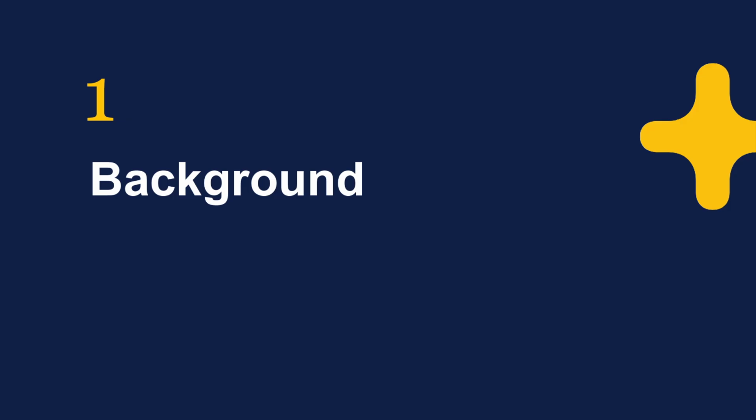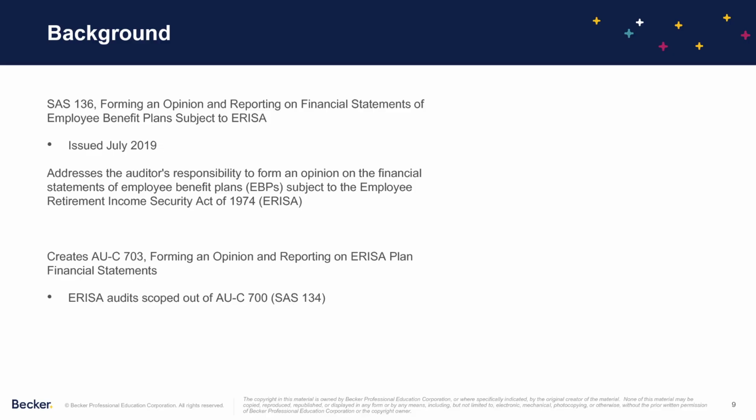So let's dive on in with a little bit of background here. For those of you who work in this area, this is just going to give us some of the theory. SAS 136 came out in July of 2019. It's forming an opinion and reporting on financial statements of employee benefit plans subject to ERISA. And it's going to cover not only the opinion, but also the procedures that we're going to perform. It addresses our responsibility to form an opinion on the financial statements of employee benefit plans subject to ERISA. And ERISA is the Employee Retirement Income Security Act of 1974. And this is going to be heavy on DOL influence.